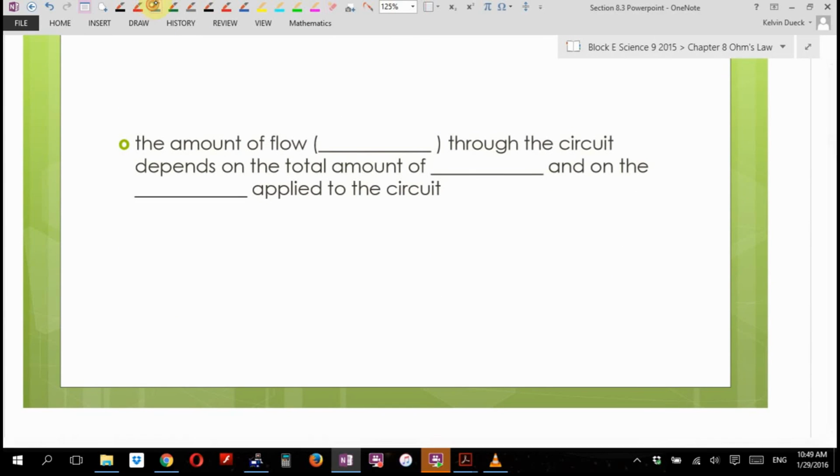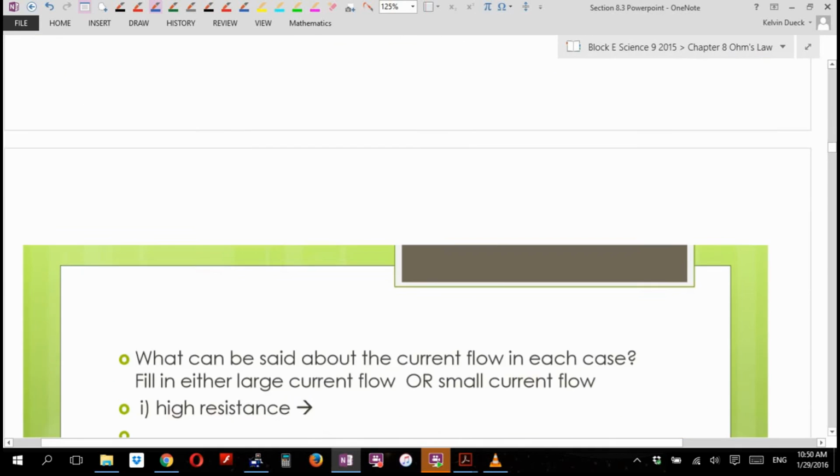The amount of flow of current through the circuit depends on a couple of things. It depends on the total amount of, what does the letter R stand for? Resistance. And the total, what does the capital V stand for? Voltage applied to the circuit. In fact, it's going to lead us to a law. The law is called Ohm's Law, named after a scientist whose last name was Ohm. And it's the law that you can use, that and one more thing, to solve almost any circuit on the planet. We're going to see if we can derive it.